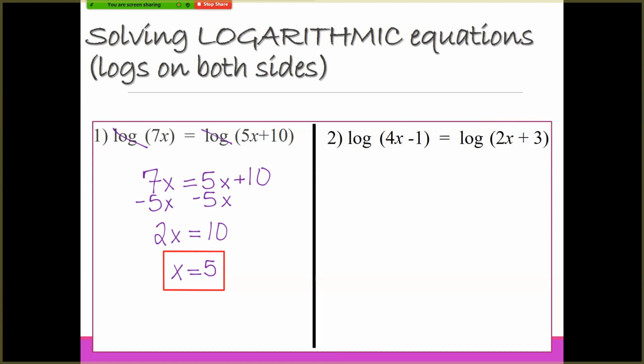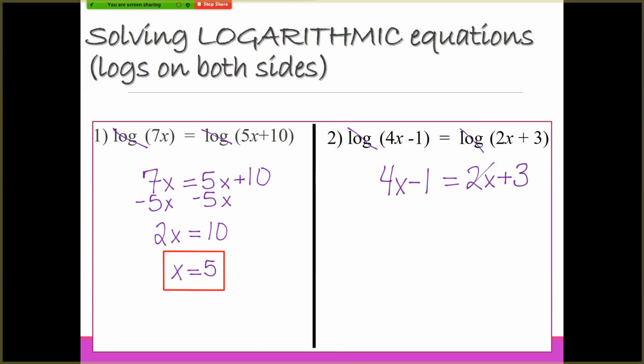For the question on the right, the same thing is true. Here we have one log on the left equals one log on the right. The bases match, so we can cancel those logs out, leaving us with 4x minus 1 equals 2x plus 3. Once you cancel them out, we're just going to take the equation we have now and solve for x.